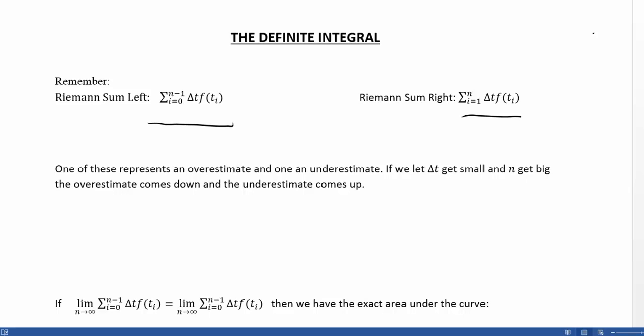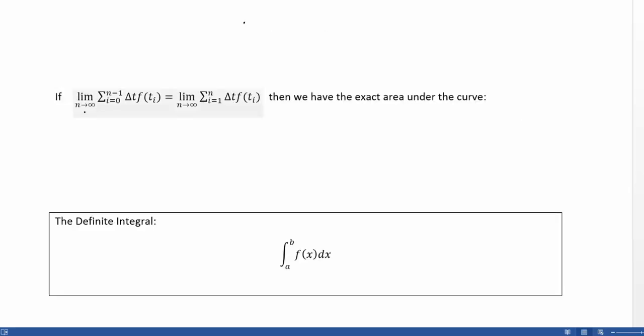So mathematically, if we want to put in almost infinitely many rectangles here, the way that we're going to represent that is with a limit. So we're going to take the limit as n goes to infinity of our left-hand approximation and the limit as n goes to infinity of our right-hand approximation. And when these are equal, that means that the overestimate has come down and the underestimate has come up, and so our bounds are equal. And when that happens, we have the exact area under the curve. So if we put in enough of these rectangles, we're able to determine the exact area under a curved function.